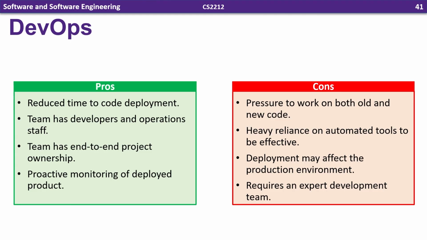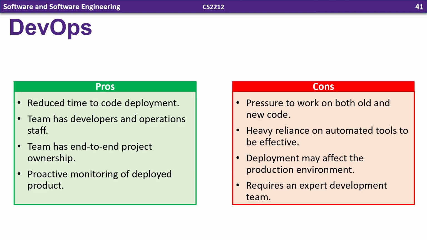So there are pros and cons to this, like with everything. Pros are reduced time to code development. The team has developers and operations staff, and that's one of the big differences between this and the other methods we've seen, which tend to just have developers and stakeholders rather than things like IT operations staff. The team has end-to-end project ownership and proactive monitoring of deployed products. So we're constantly monitoring what we've actually deployed, which helps us find issues, defects, and bugs sooner. It's not like we're sending it away and just waiting for a user to eventually report it to us.